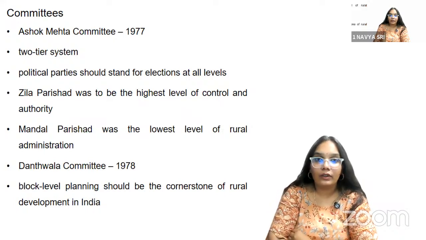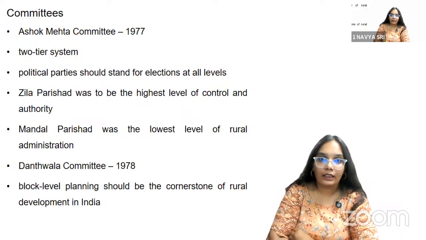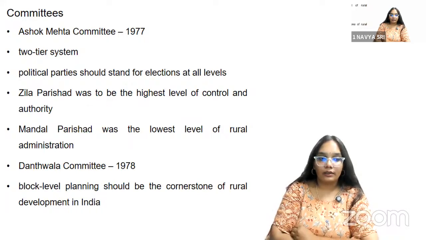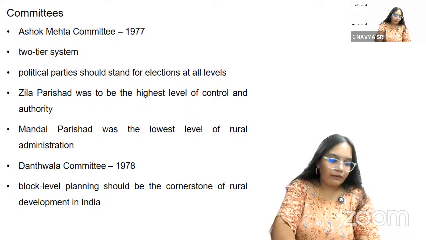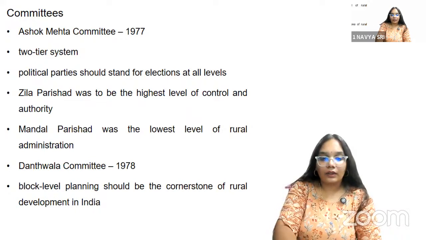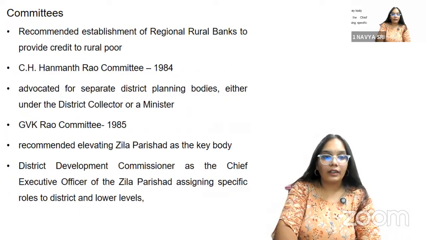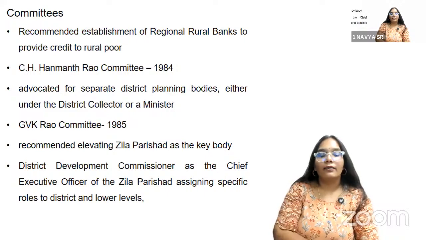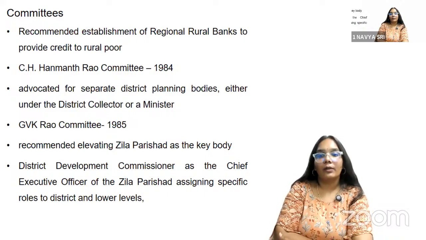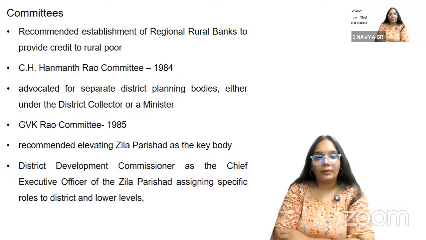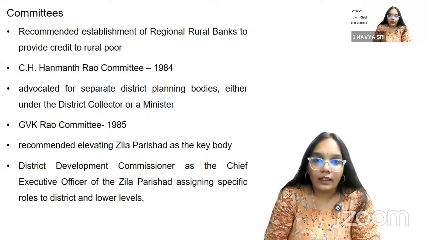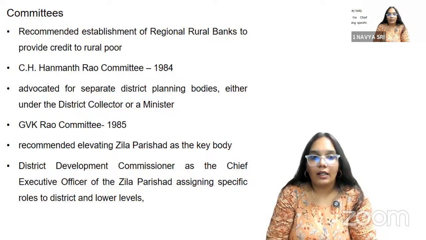So rather than looking at the grassroots level, he called for block level planning in order to have better development at the rural or grassroots levels. So this is by the Dantwala Committee. Then he also recommended the establishment of Regional Rural Banks, RRBs. RRBs for what? RRBs to provide credit to the rural poor. So he also recommended the RRBs.